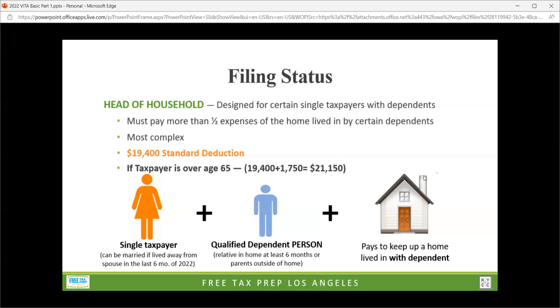Who can qualify as a head of household? A single taxpayer. It could be married, but they have to live away from the spouse in the last 6 months of 2022. It needs to have a qualified dependent person. It has to be a relative living in the home for at least 6 months, or parents outside of the home. And it needs to pay to keep up the home lived in with the dependent, so they need to pay more than half of the expenses of that home. All these 3 requirements need to be met in order for that taxpayer to qualify as a head of household.